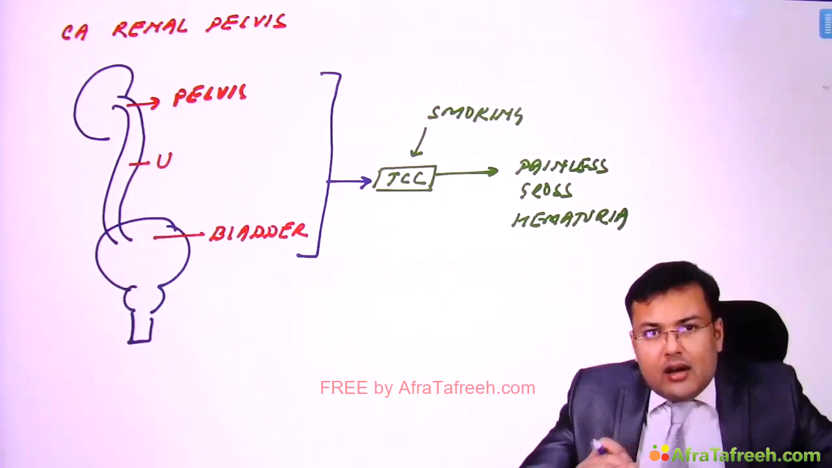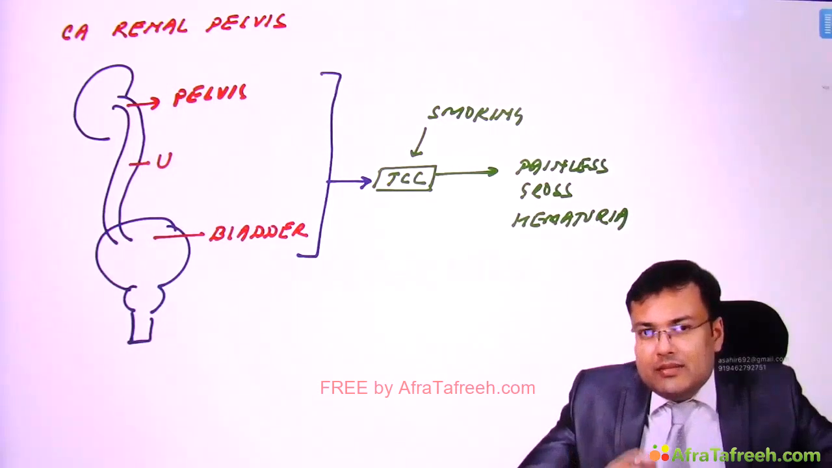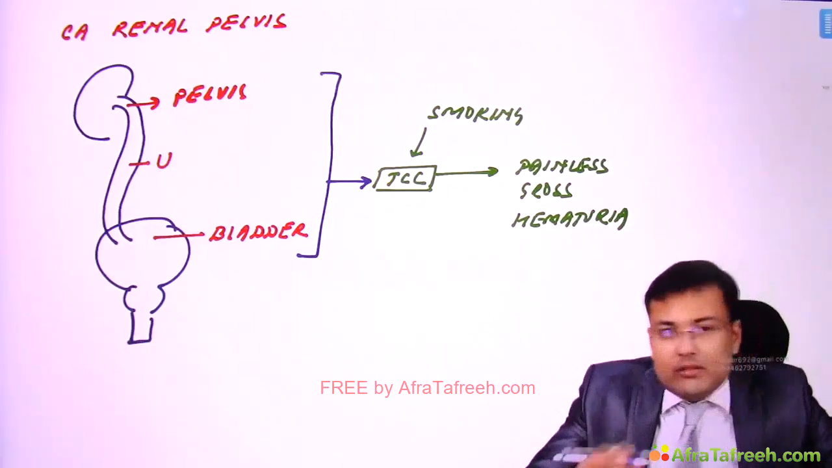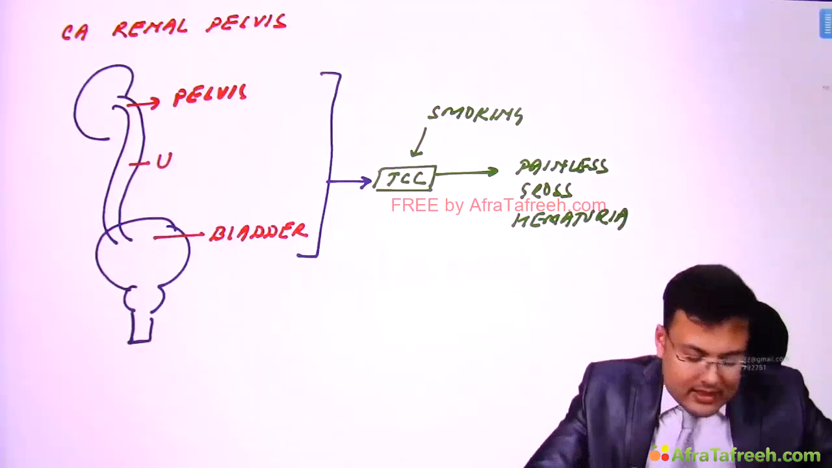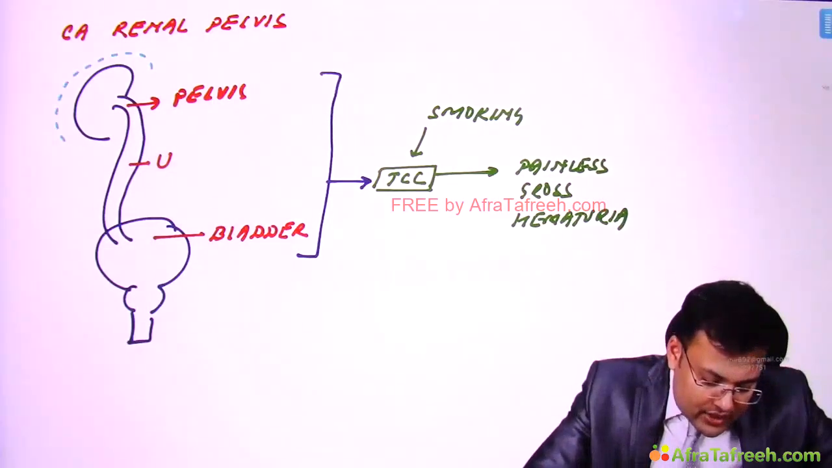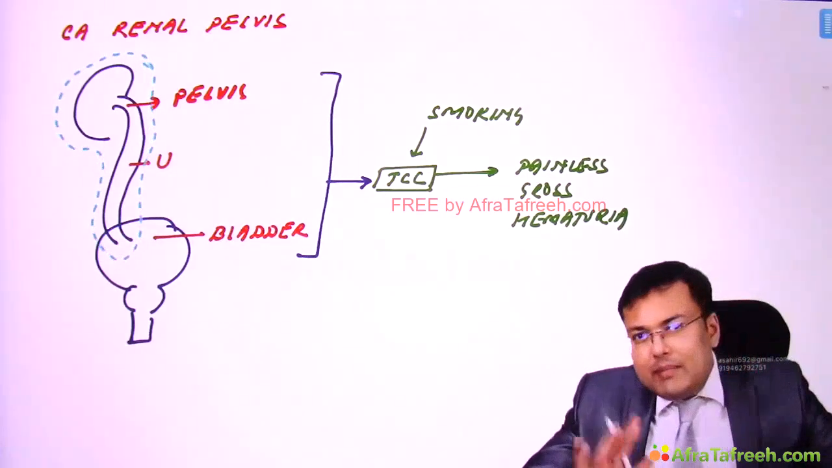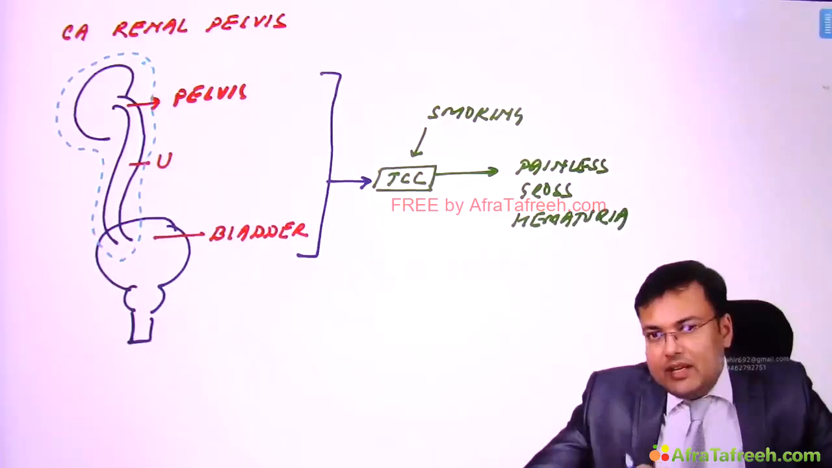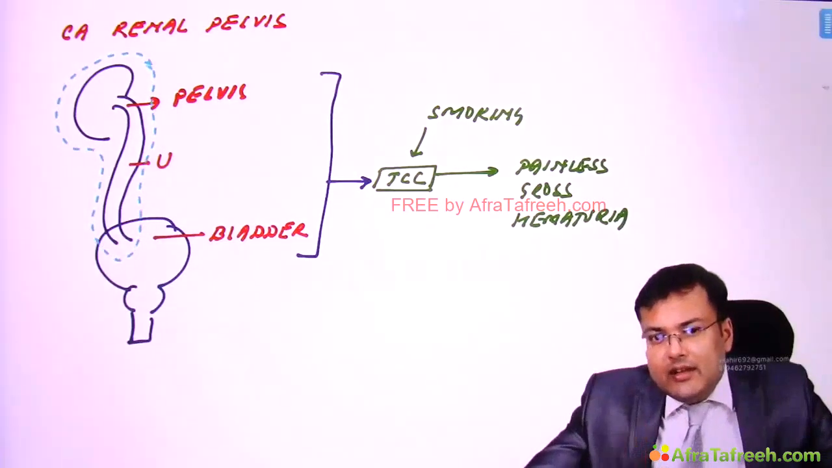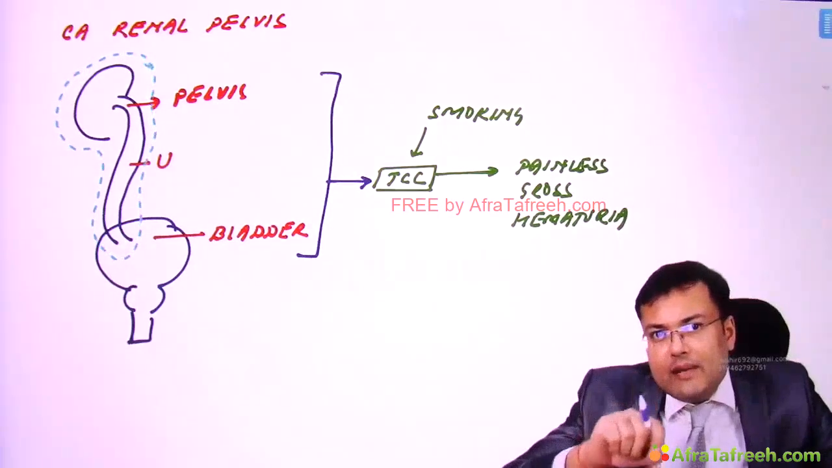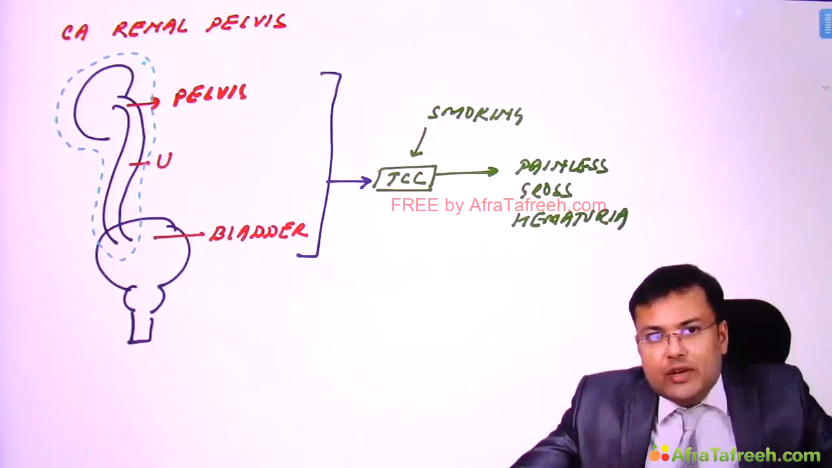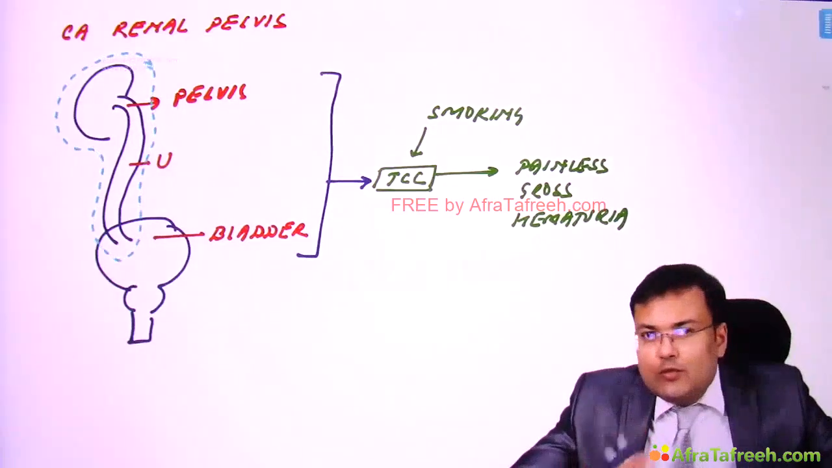Second, whenever we are planning the treatment, the organs which are at risk of malignancies, generally all those organs or part of those organs are removed. Clear? So whenever we are planning the treatment for carcinoma renal pelvis, what we are going to remove? Kidney, ureter, and cuff of bladder where this ureter is going to drain. One principle.